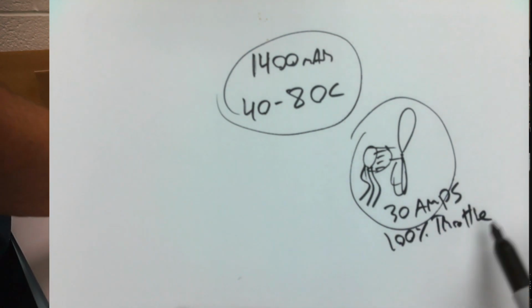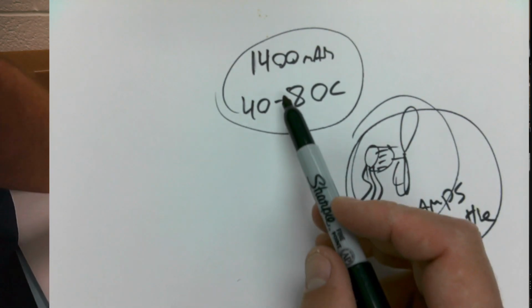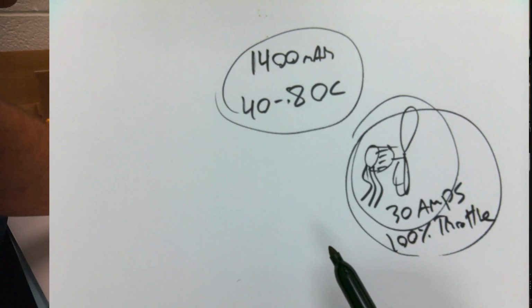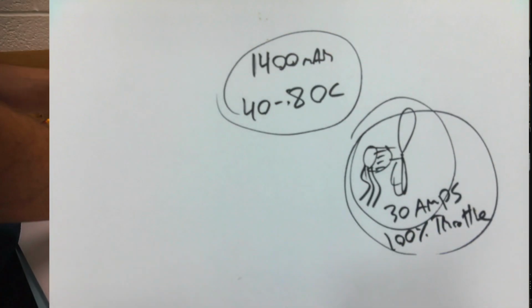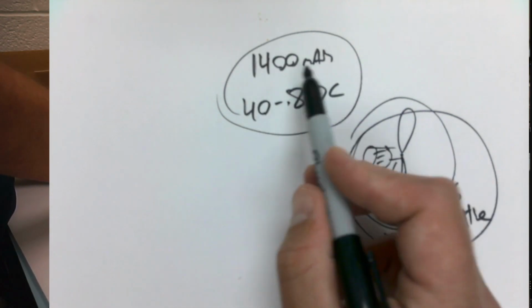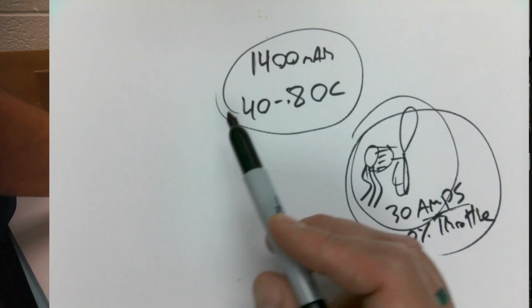Okay, so if this setup for your plane requires 30 amps, you say, well, is this battery going to work? How do I know? Right, so the way you know is your discharge rate. That's how much power the battery can put out. Okay, and so to get this number into amps, we have to do a little bit of math.